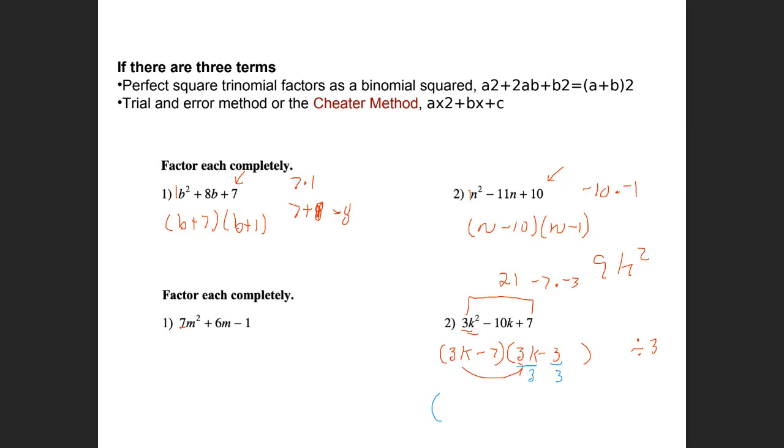So my answer is going to be 3k minus 7 times, and then I divide the 3 out of both of these terms. That's going to be k minus 1. Done. Factored. All right, let's try this one.